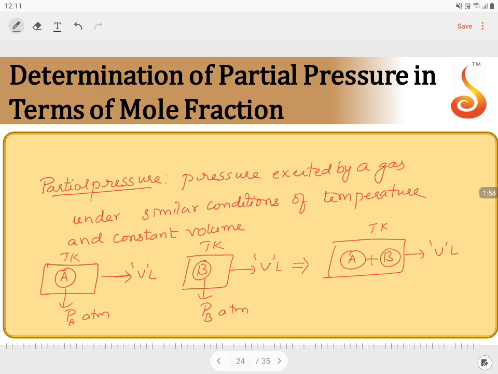temperature. Now the total pressure exerted by the presence of A and B, if I am taking the total pressure P, is equal to PA plus PB, which is taken as Dalton's law of partial pressure. According to Dalton's law, sum of the individual pressures of all gases, we take the individual pressures of all gases as partial pressures. So sum of the partial pressures of all gases present in the container is taken as the total pressure under constant temperature and constant volume.